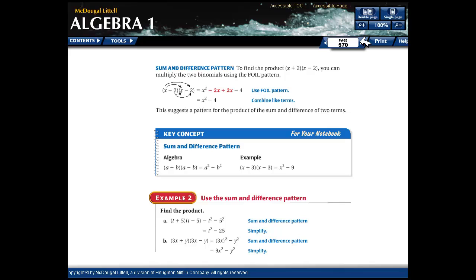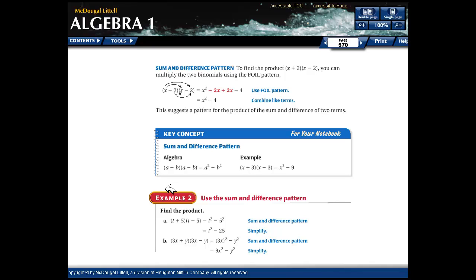Page 570. The sum and difference pattern. So this is kind of the same. I mean, if you look at this, it's got x plus 2, and then over here it's x minus 2. So it's kind of squaring itself. The only thing is that it's not exactly the same because the signs are different.